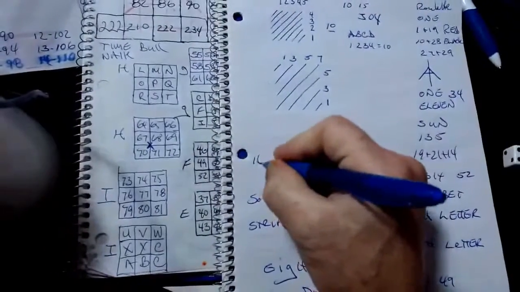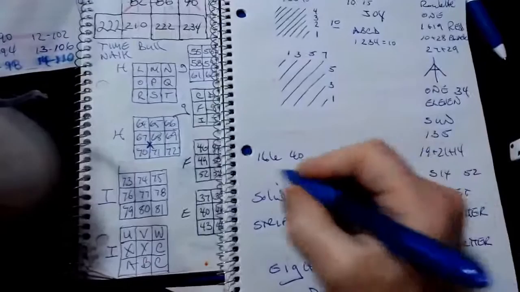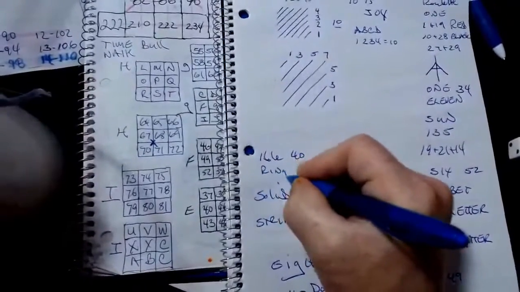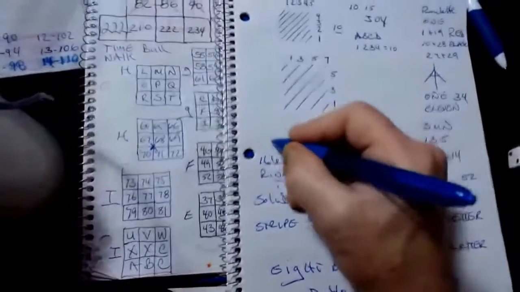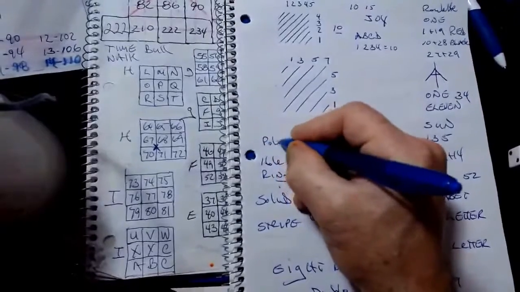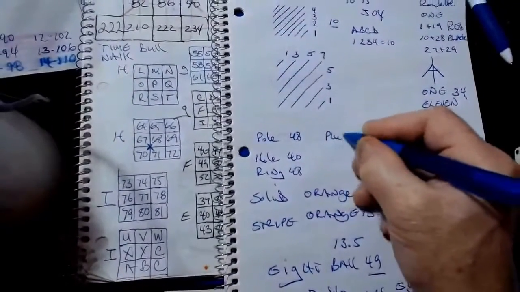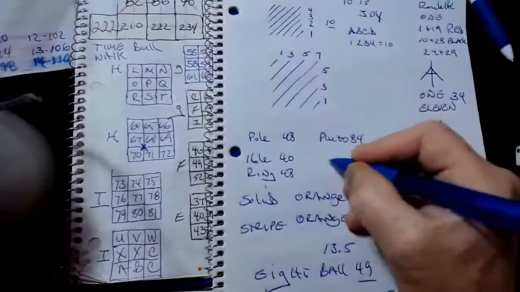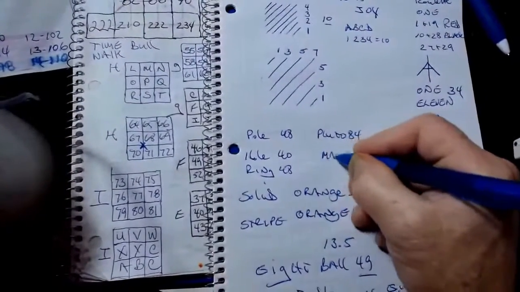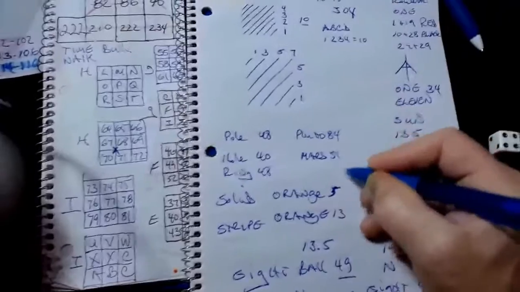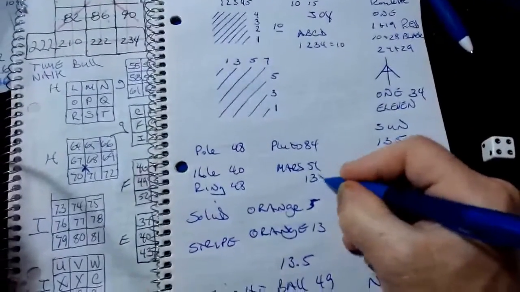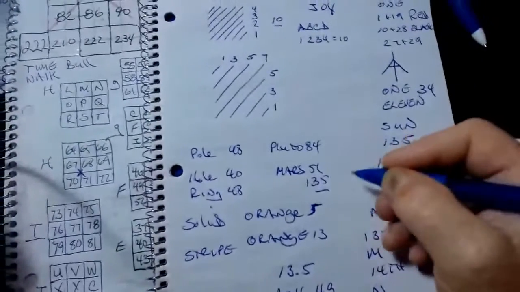So you have the hole is 40, and you have the ring is 48, and you have the pole, matching pole is 48. Pluto is 84. Mars is 51. That equals 135. It just so happens, right, that the Giza pyramid, right?